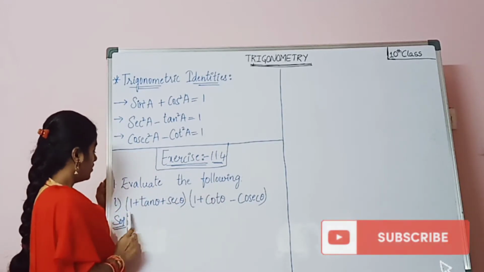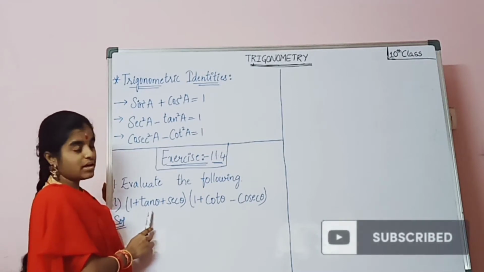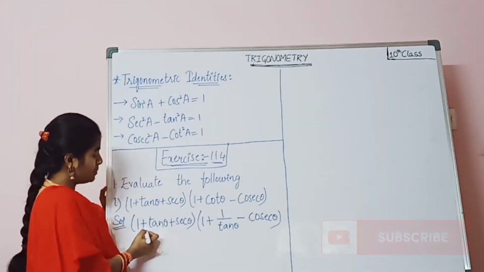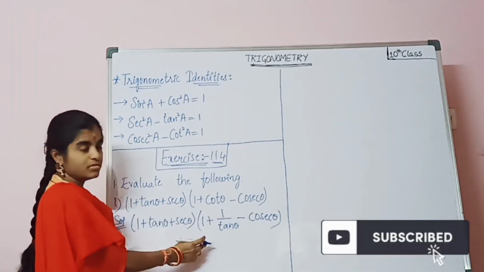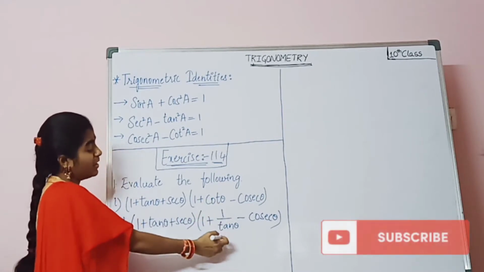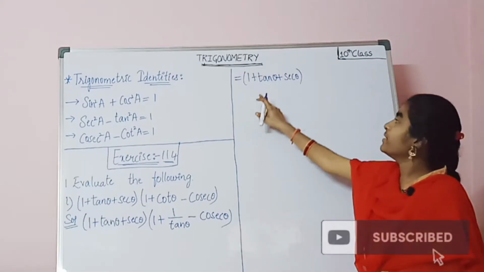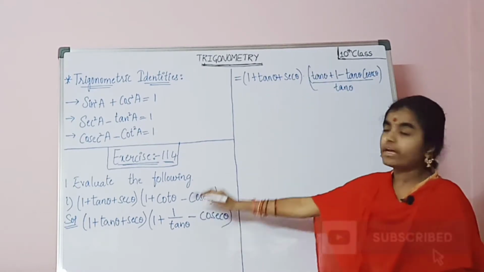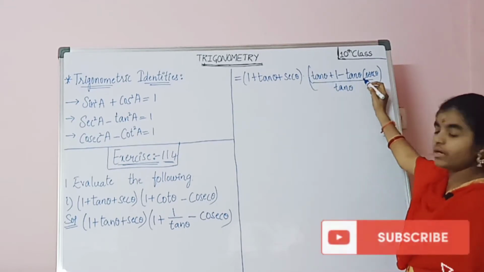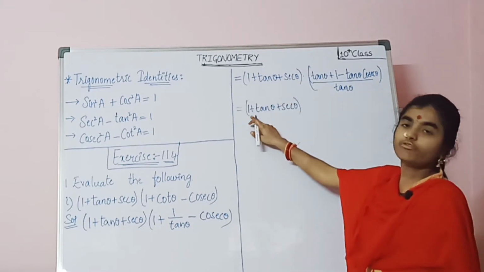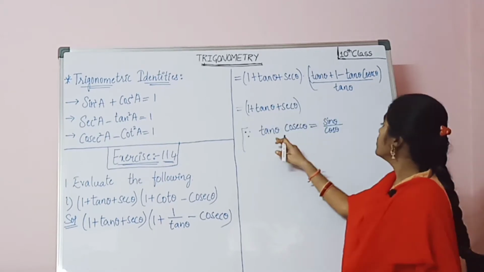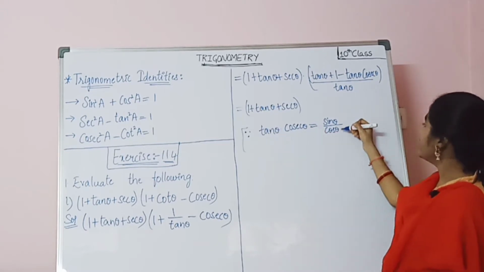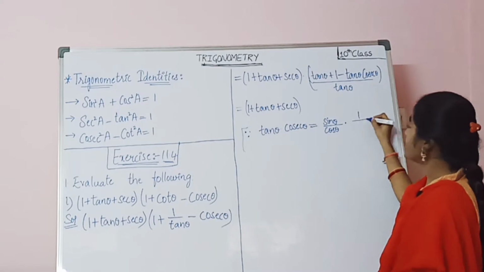Evaluate the following. First bit: (1 plus tan theta plus secant theta) into (1 plus cot theta minus cosecant theta). So (1 plus cot theta minus cosecant theta) can be written as 1 plus 1 by tan theta minus cosecant theta. Here we are taking LCM: 1 into tan theta plus 1 minus tan theta into cosecant theta. Since tan theta into cosecant theta can be written as sin theta by cos theta into 1 by sin theta.